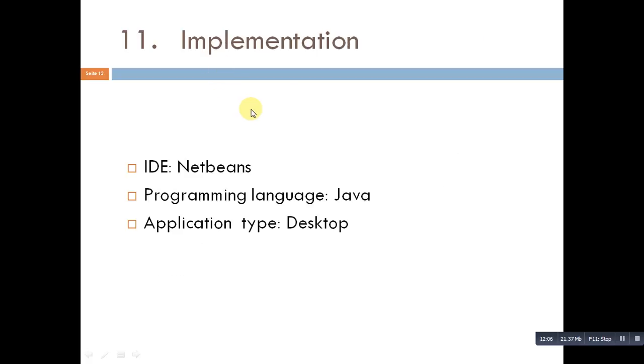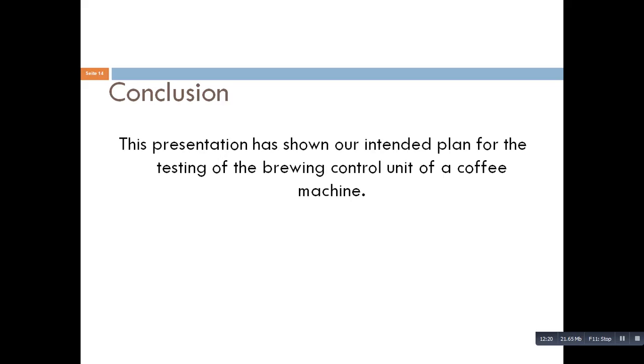Yeah, and regarding the implementation, we are going to use NetBeans. The programming language will be Java, and it will be a desktop application. Yeah, so I hope that everything is clear. And after this small presentation, this is our intended plan for the testing of the brewing control of the coffee machine.